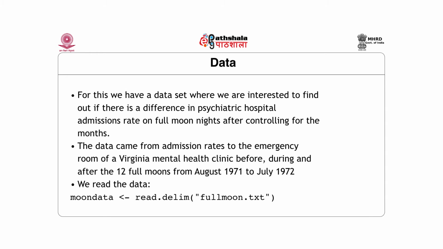So to account for that, they also tallied which month they had this hospital admission in the year 1972. So they took a span of 1971 to 1972, and then they plotted the hospital admissions of each of these cases. So here is the data. The data is stored in a data file called fullmoon.txt, and we have saved it into the data file called moon data.